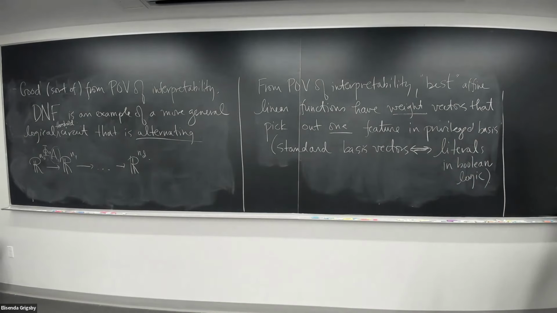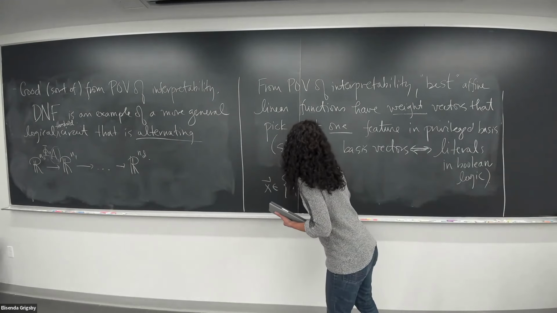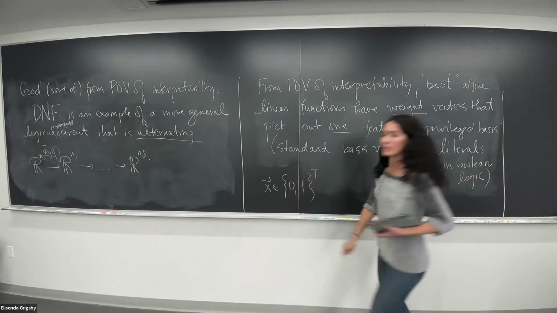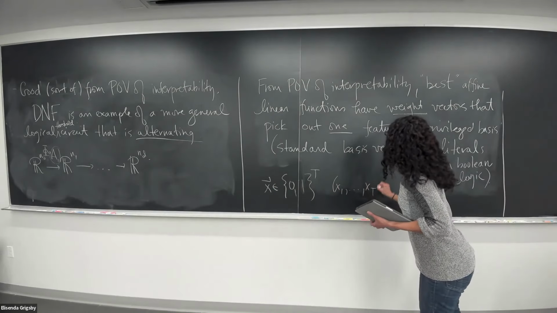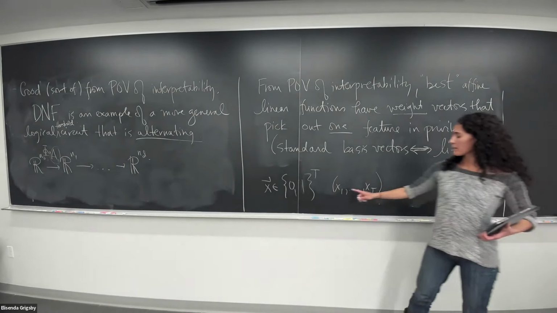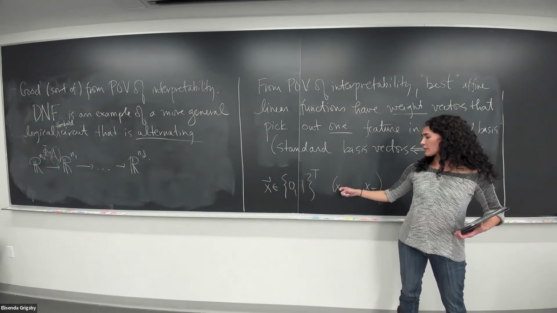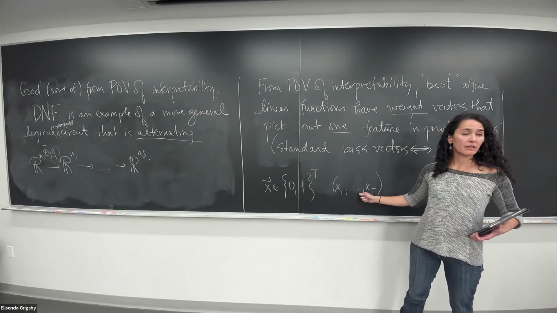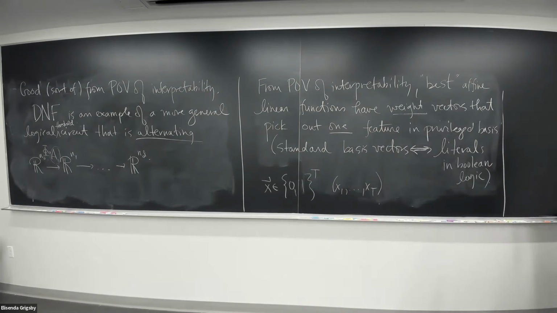So, what do I mean here? A literal is something that depends just on one of these coordinates, and it's outputting 1 if the coordinate is 1 and 0 if the coordinate is 0. So this is exactly what I mean by standard basis vectors corresponding to literals in this sense.